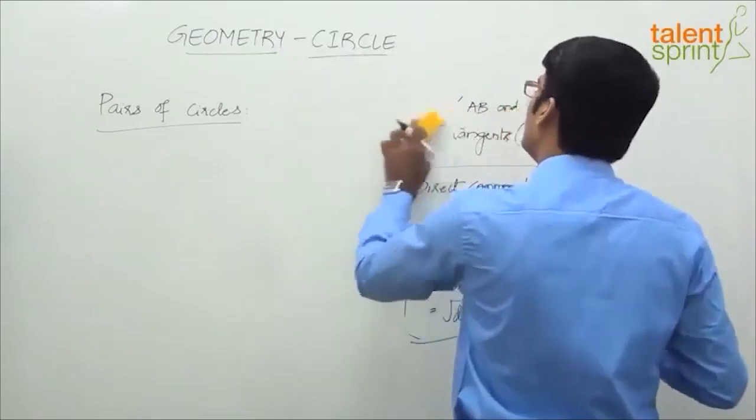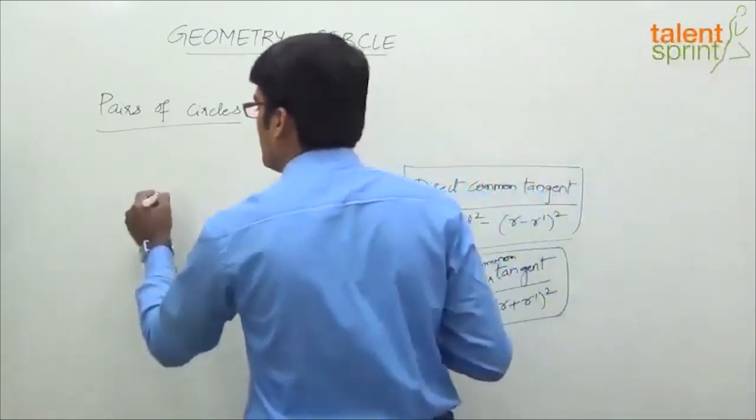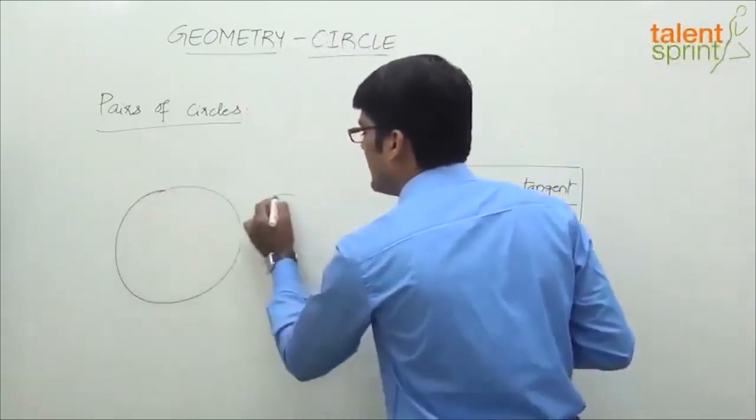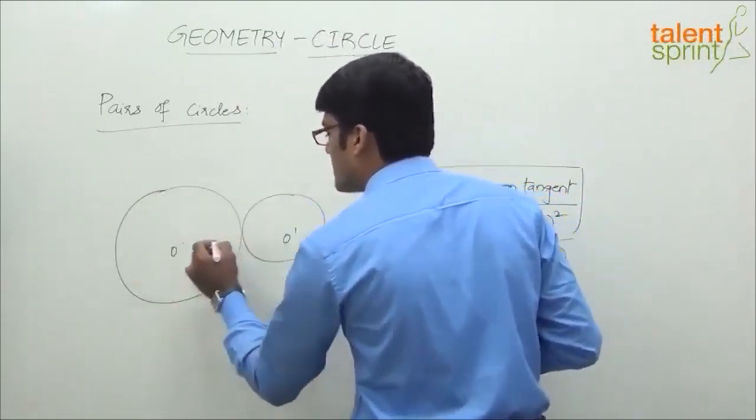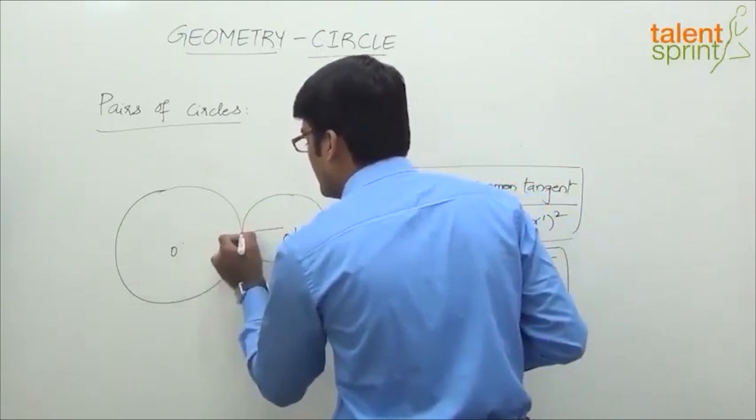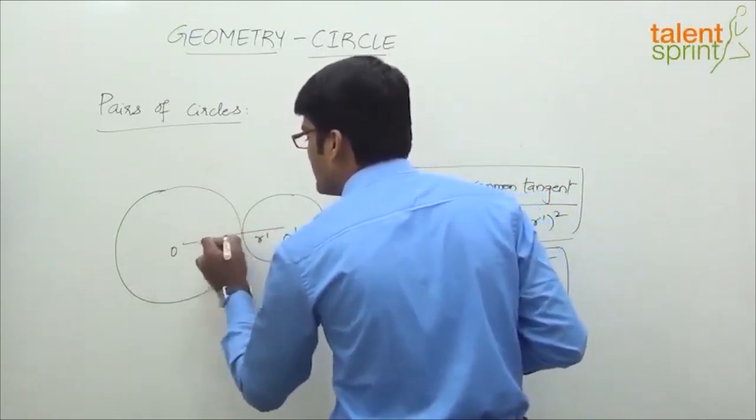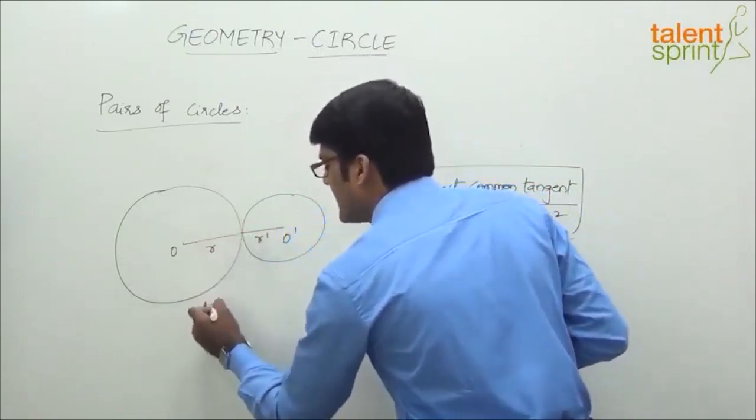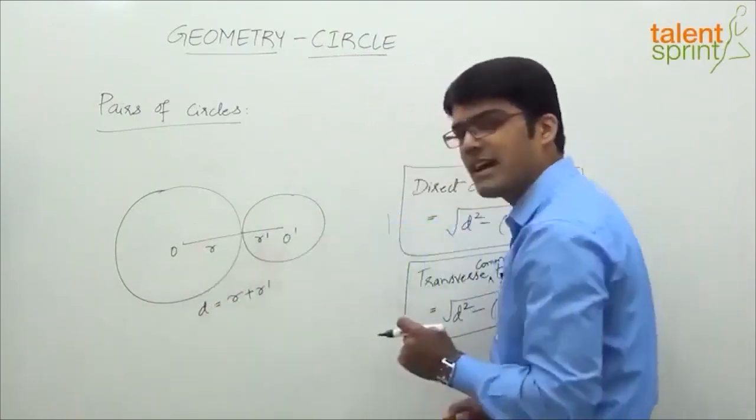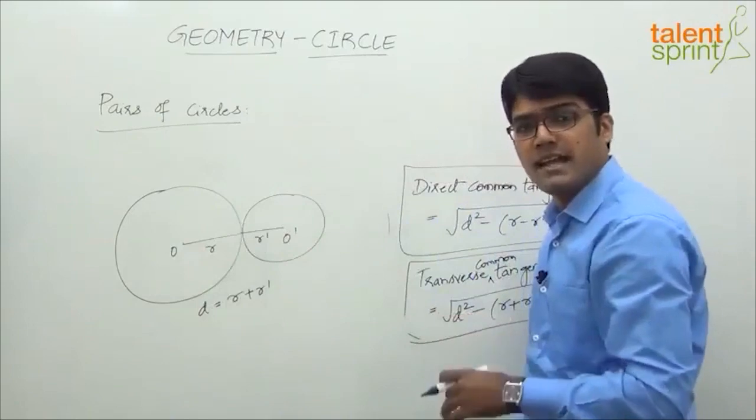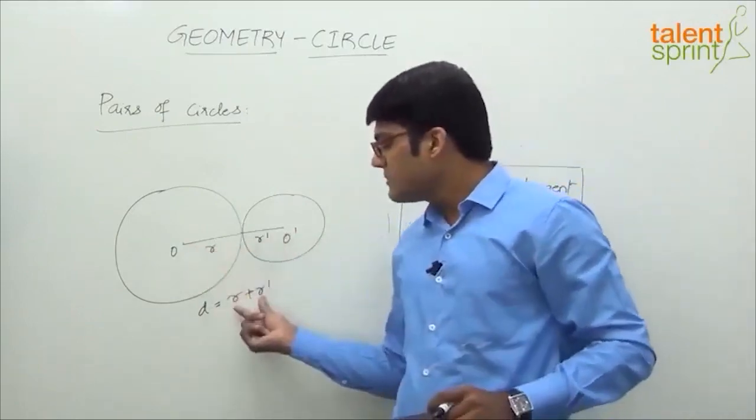What happens when the circles touch each other? Understand. For example, this is one circle and here is the other circle, right? This is the center O, here is the center O dash. Now if you look at it, this is radius R dash, this is radius R. So I can say D in this case is equal to R plus R dash. Yes or no? The radius of the first circle is R, the radius of the second circle is R dash. The distance between the two centers is nothing but R plus R dash.